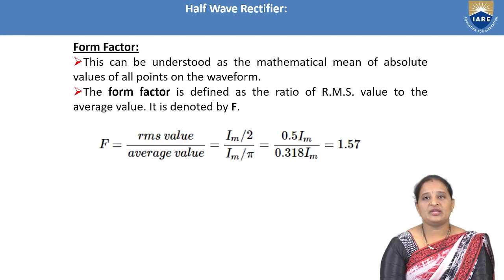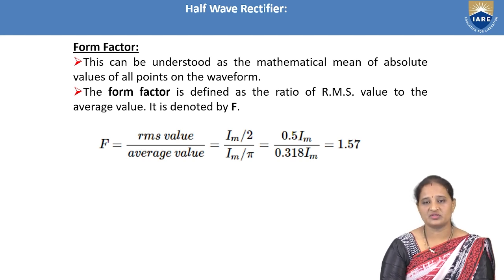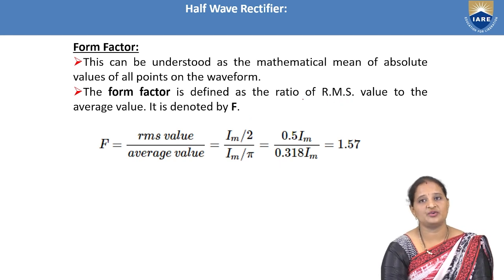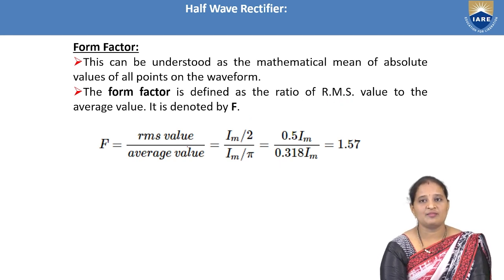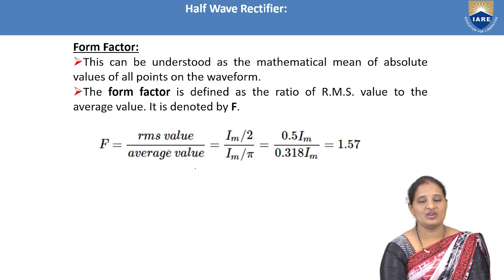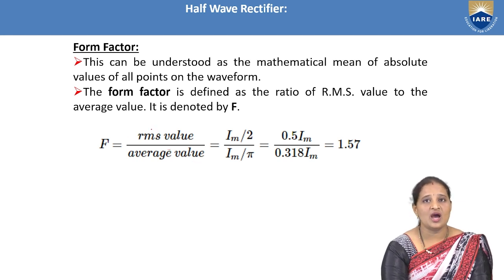Now coming to the form factor, this is another factor which defines the performance of a rectifier. It is defined as the ratio of RMS value to the average value. RMS value always represents the AC components and average value always represents the DC components. So it is again finding out the amount of AC present in the DC output.